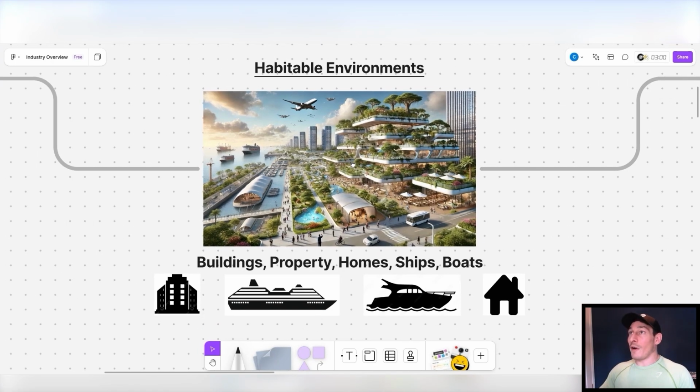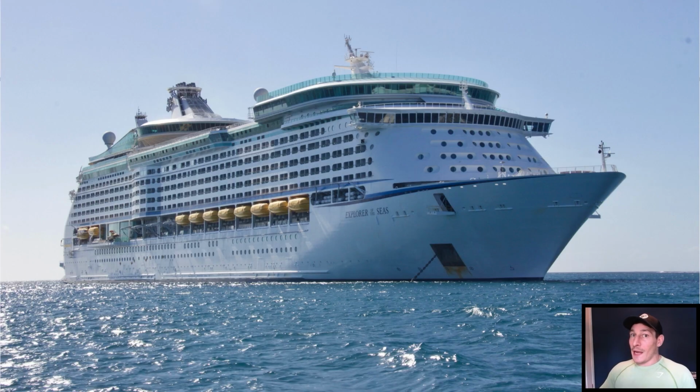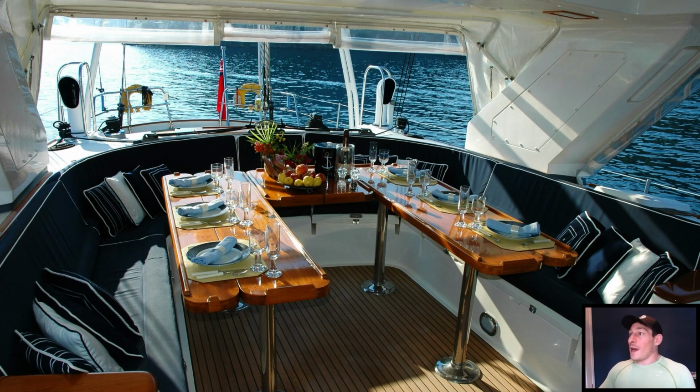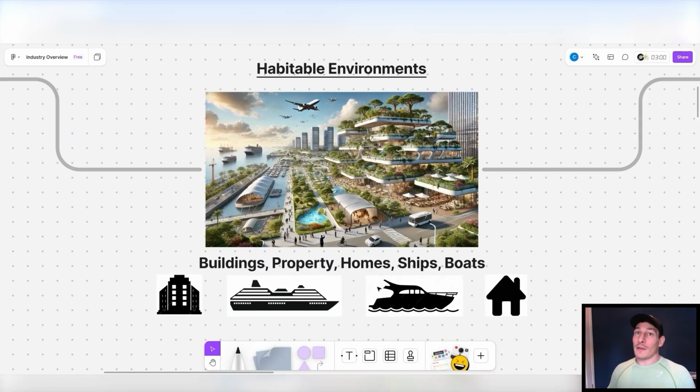Habitable environments would be buildings, properties, ships, yachts, homes, boats. Places that we live, that we spend time, that we stay overnight, or we spend 8 hours of the day working, places that we need to be comfortable and habitable. That's the key thing there.